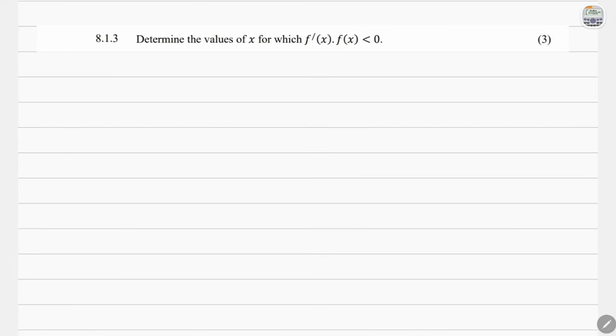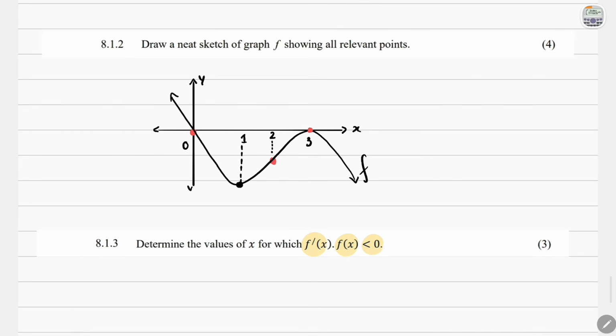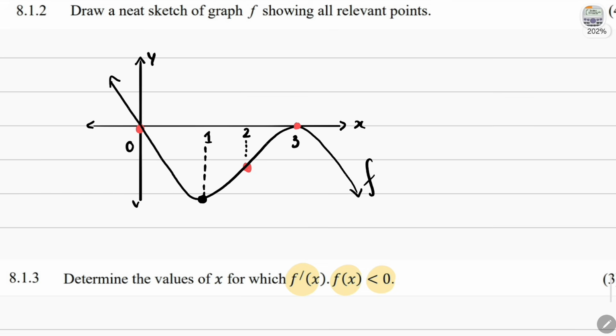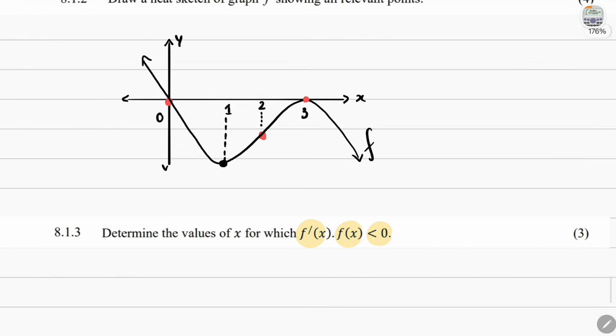Question 8.1.3 says, determine the values of x for which f prime of x multiplied by f of x will be less than 0. So the graph we have currently, and I should have actually named this f, okay? The graph we have is f, and how will f prime of x look if this is f? So you see here, you really have to study your cubic function and its relationship between its derivative and its second derivative, okay? And all of that information.